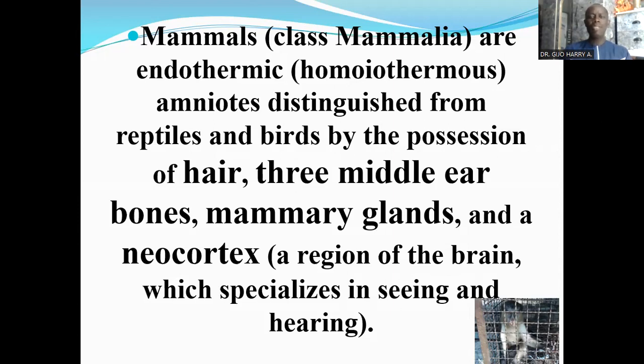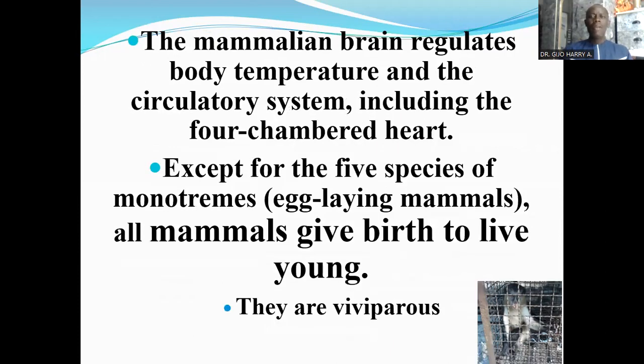And they also possess 3 middle ear bones. They possess mammary glands, the breasts that are used for feeding their young. Mammals also possess a region of the brain specialized for seeing and hearing, called the neocortex, and that is not found in reptiles and birds, which are also amniotes. The mammalian brain regulates body temperature and the circulatory system, including a 4-chambered heart. So the mammalian brain is able to regulate the temperature of the body.